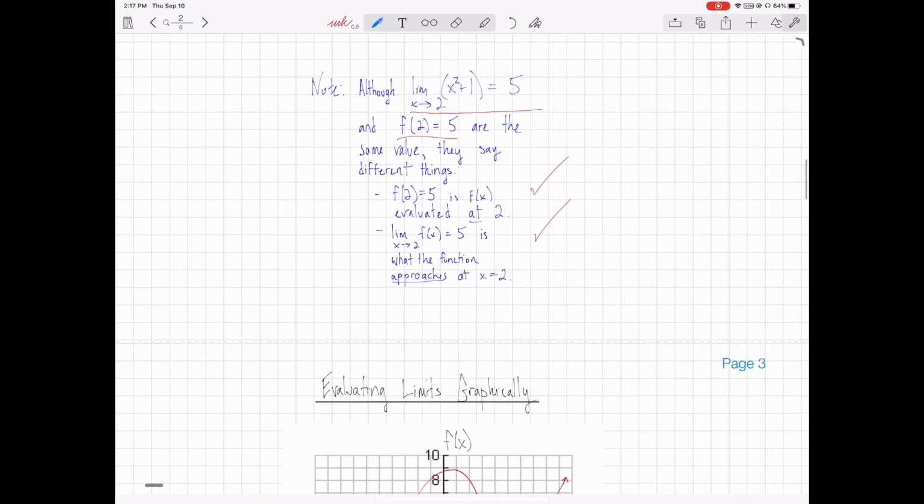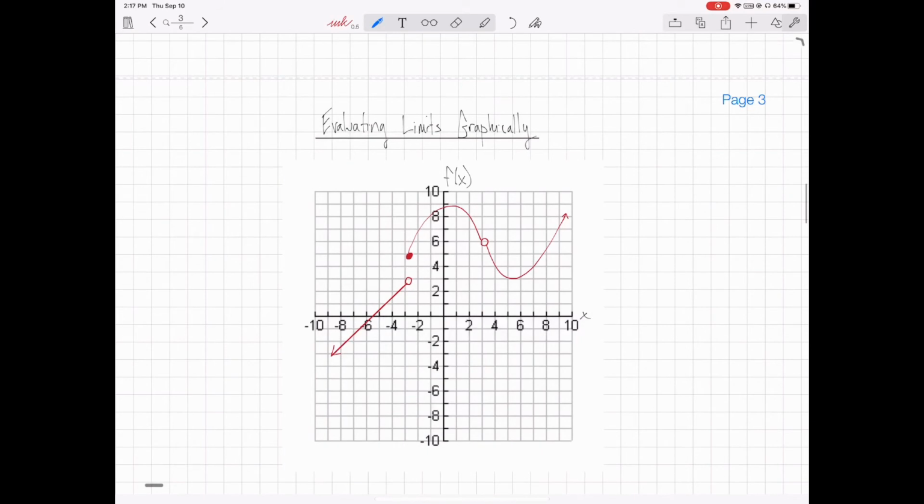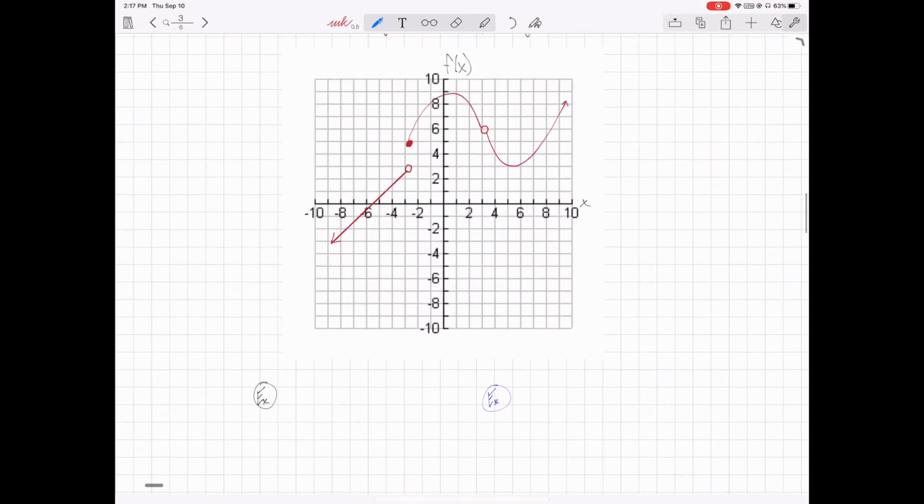Okay. Let's do a graphical one. So basically we're going through different ways to evaluate limits depending on what limit you're given and in what form it's given. So here you have a piecewise function. It's just some unnamed function, so I just drew that picture. I don't have an equation that goes with it.